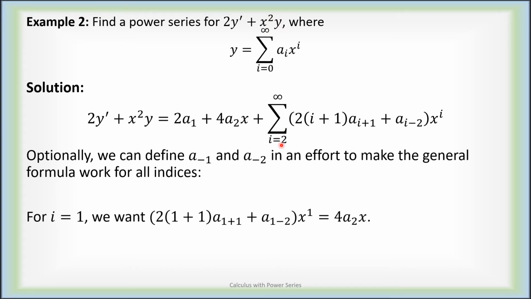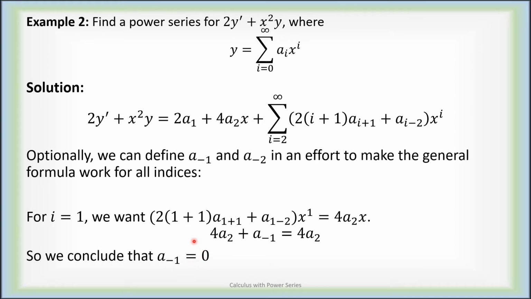Well, if I were to let i equal 1 here, we would get 2 times 2 times a2 plus a sub negative 1, x to the first. So I would have 4 a sub 2 plus a sub negative 1, x to the first. Compare that to 4a sub 2 x by itself. If a sub i minus 1 is 0, then we would conclude that everything works out. 4a2 plus a sub negative 1, if a sub negative 1 is declared to be 0, would just be 4a2.